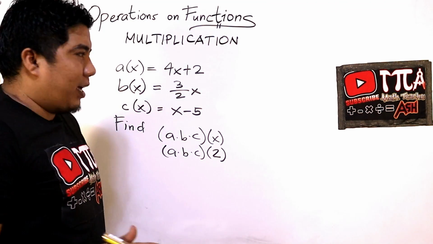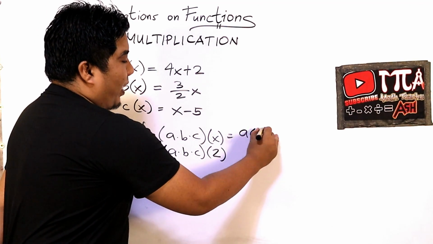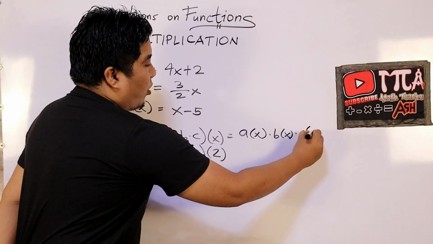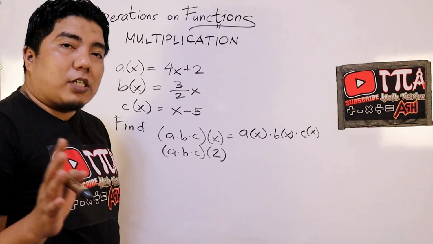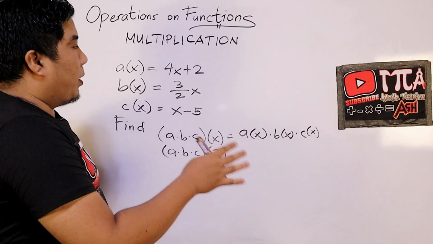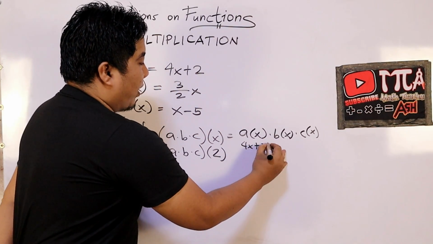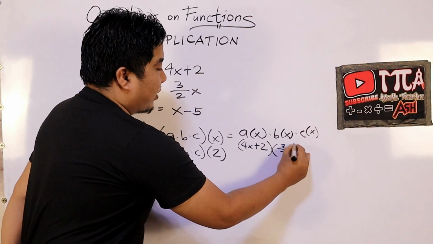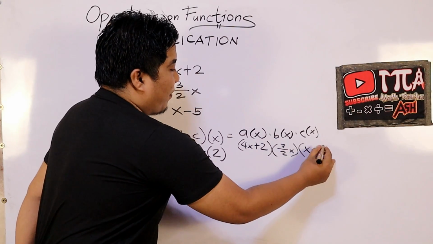If this is the case, then what you can do here is you just multiply a of x times b of x times c of x. So how do we do this one? Again, you just substitute. So we have 4x squared plus 2, that is for our a of x, multiplied by 3 over 2x, and then again multiplied by x minus 5.